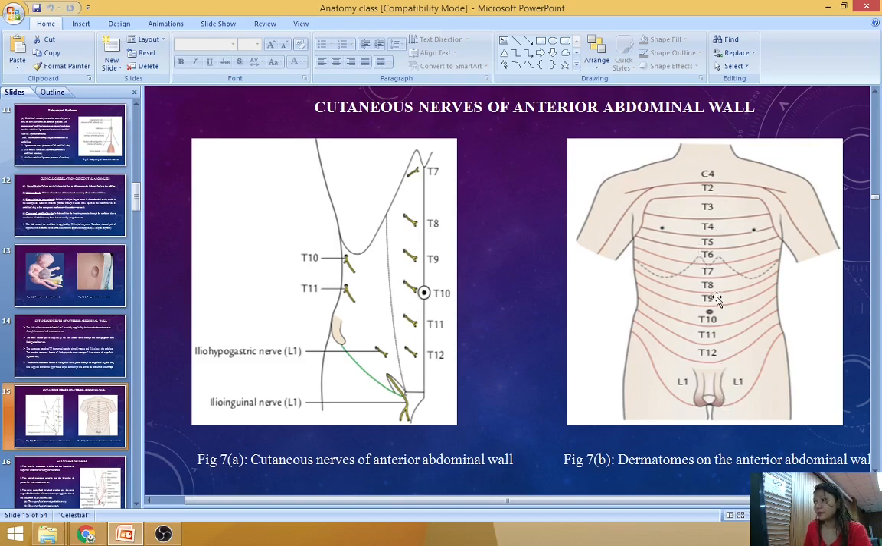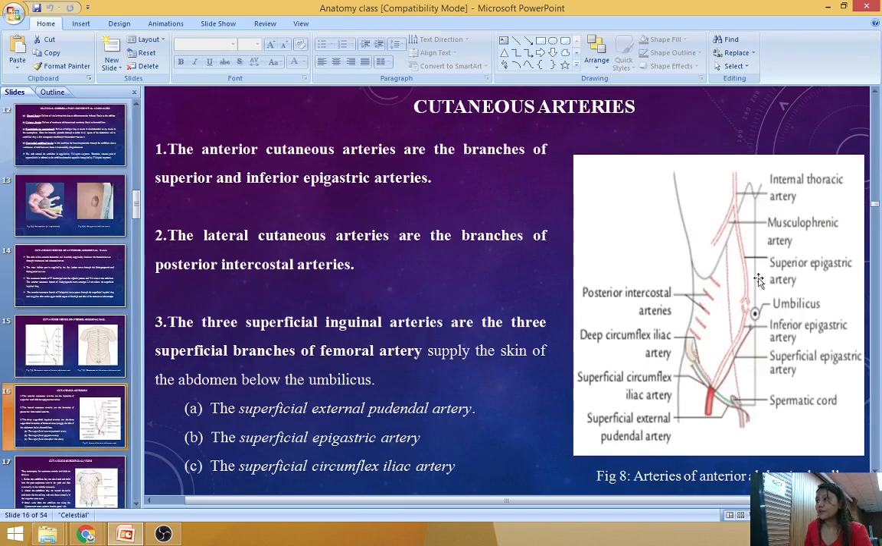So this is the dermatome here. You can see the dermatome. From xiphoid process, T7, T8, T9, T10. At T10 you have the umbilicus, and below that you have T11, T12, and this groin region is the region of L1, that is iliohypogastric and ilioinguinal nerve. Okay, then we have the cutaneous arteries.